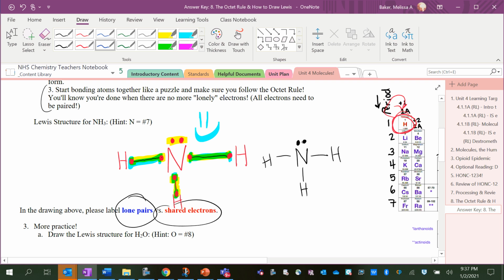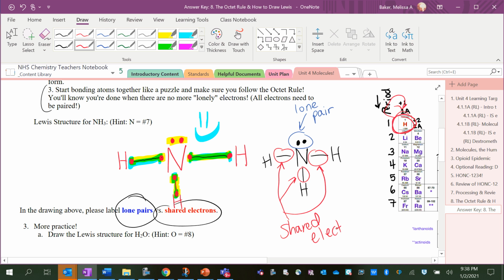Okay, so right here, this is called a lone pair. So this molecule has 1 lone pair. These here are shared electrons. Each of these is a bond representing 2 electrons. They're shared electrons.